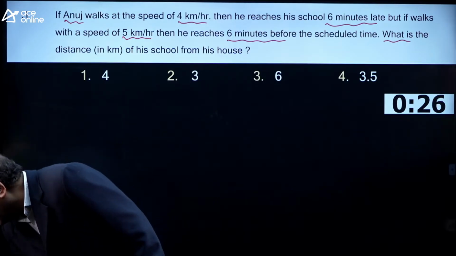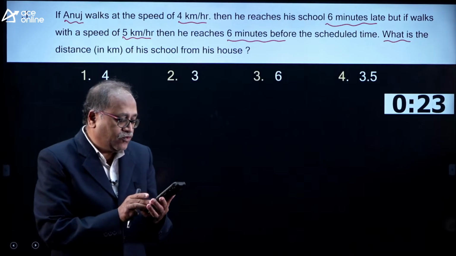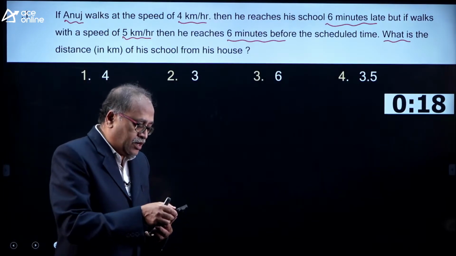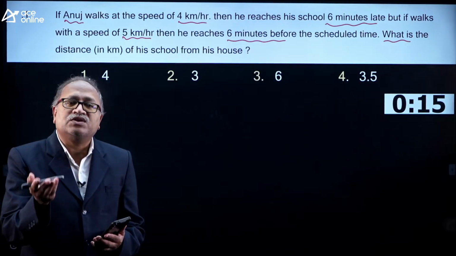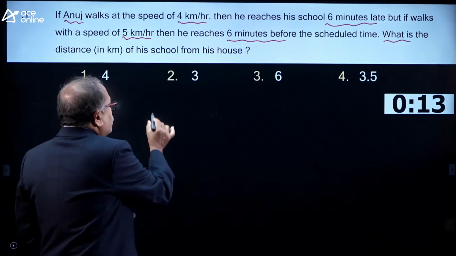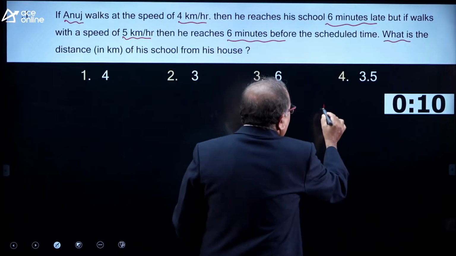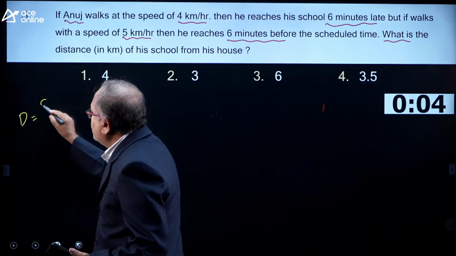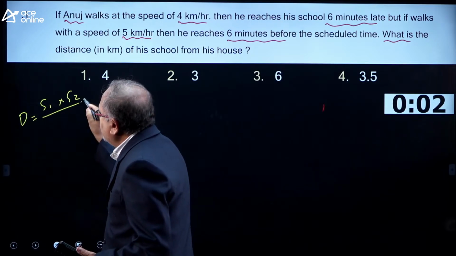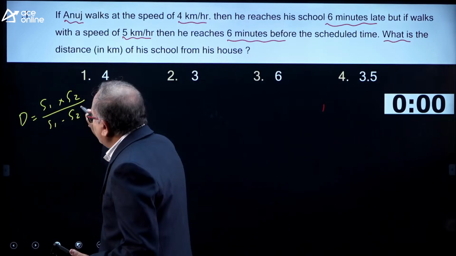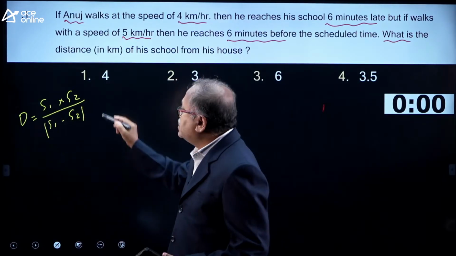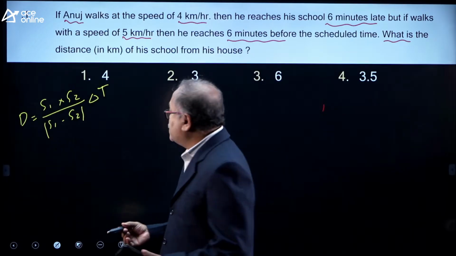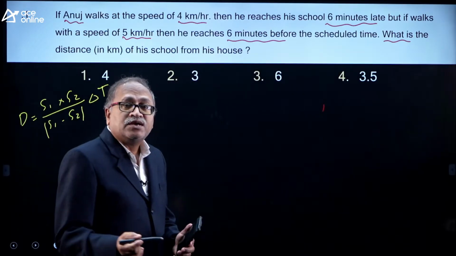Some of you will be able to answer the question. Then it's 4 km per hour. Mr. Naidu, you answered the question so nicely, and it indicates that you know the short formula. What is that formula? I am writing it here. The distance is equal to S1 into S2 by the difference between S1 and S2, multiplied by delta t, the difference of time. You must have applied this formula, therefore you are able to answer so fast.